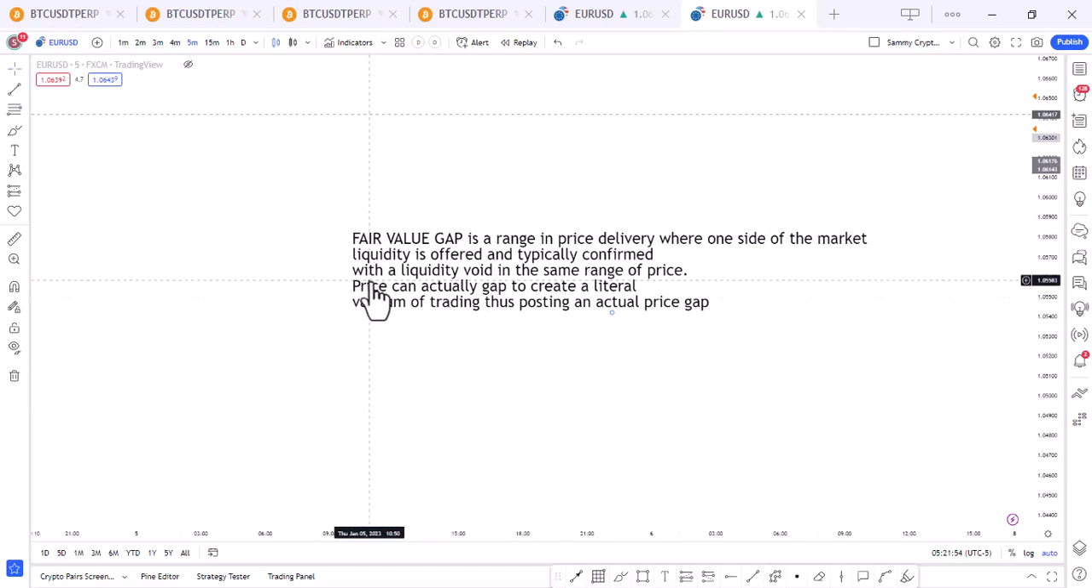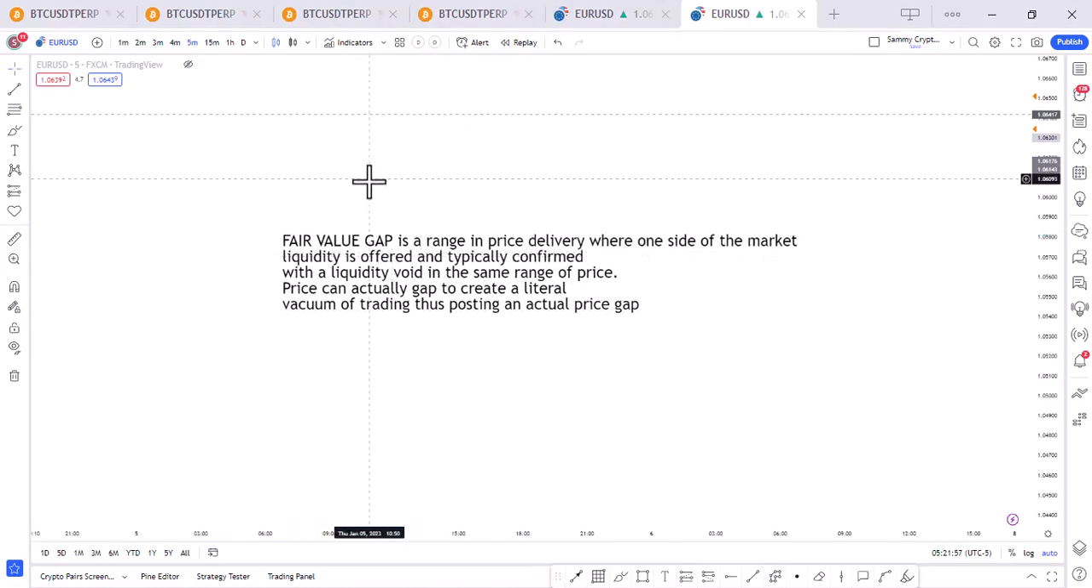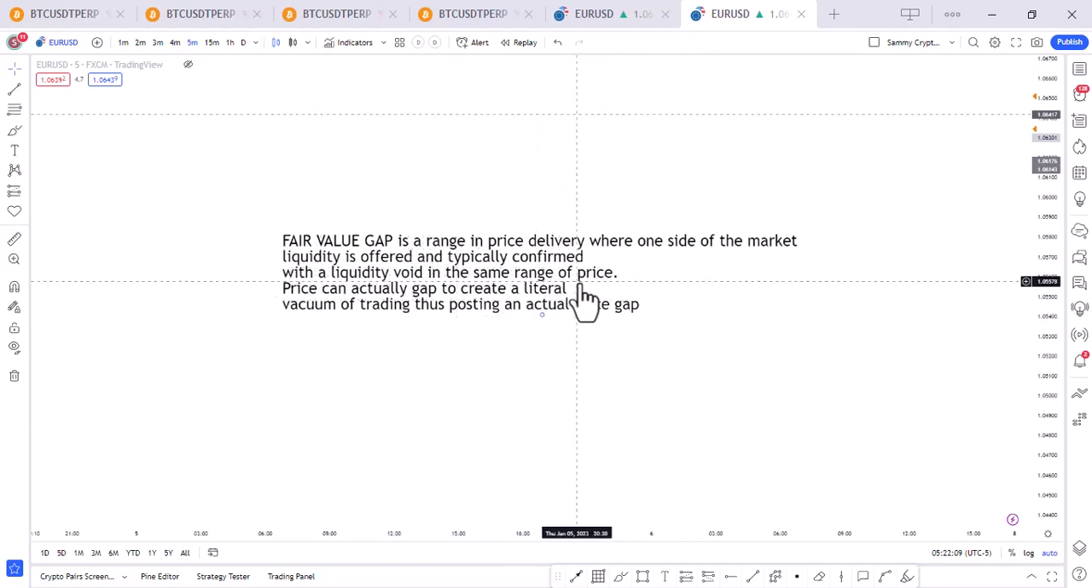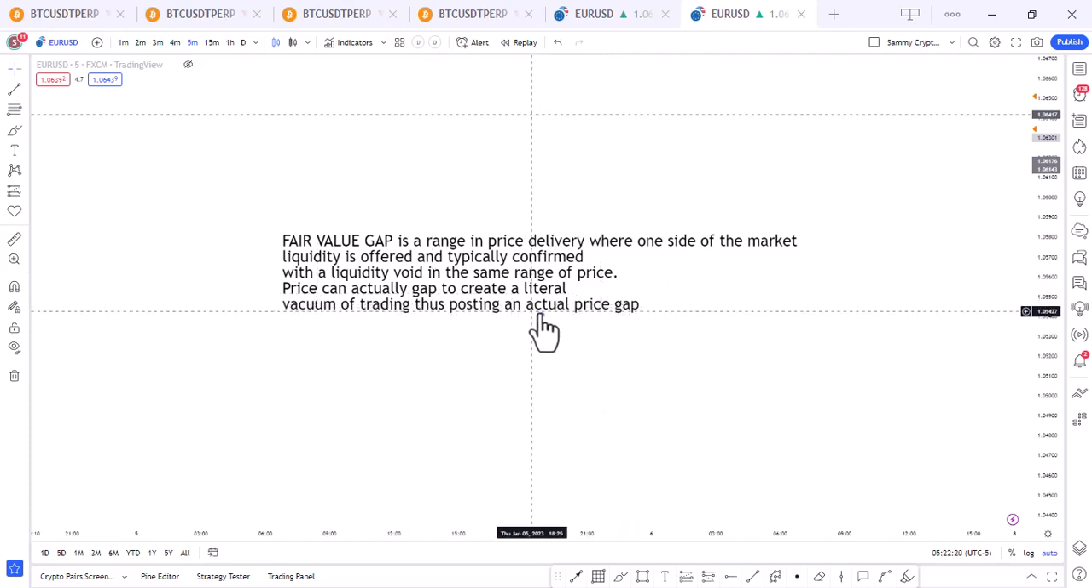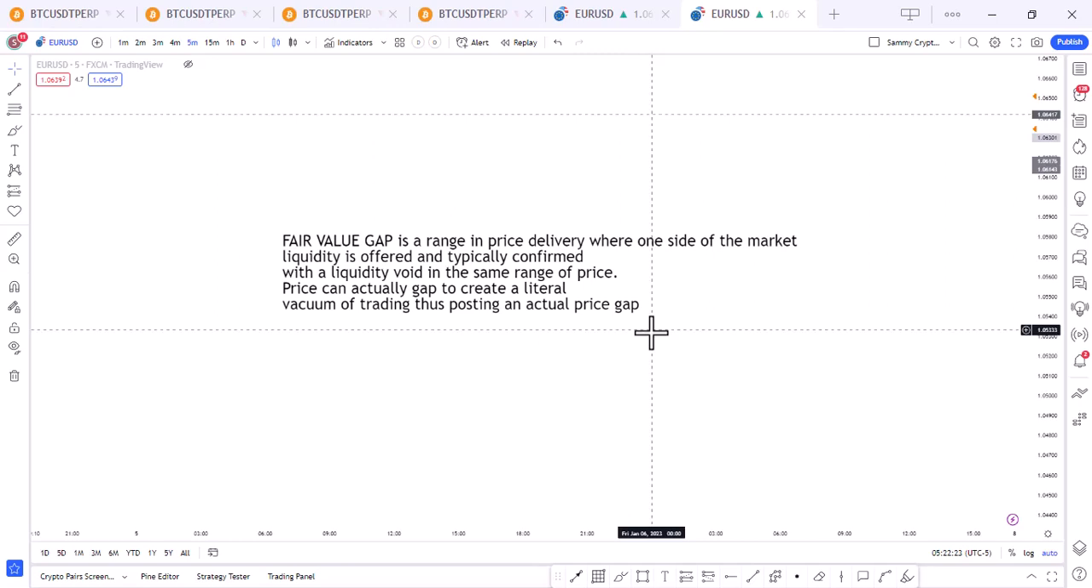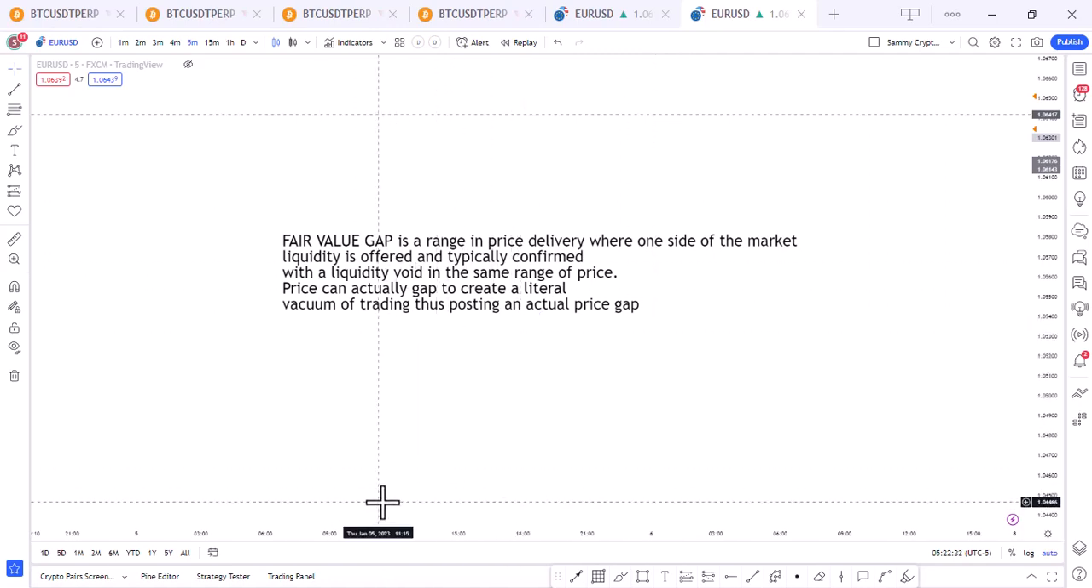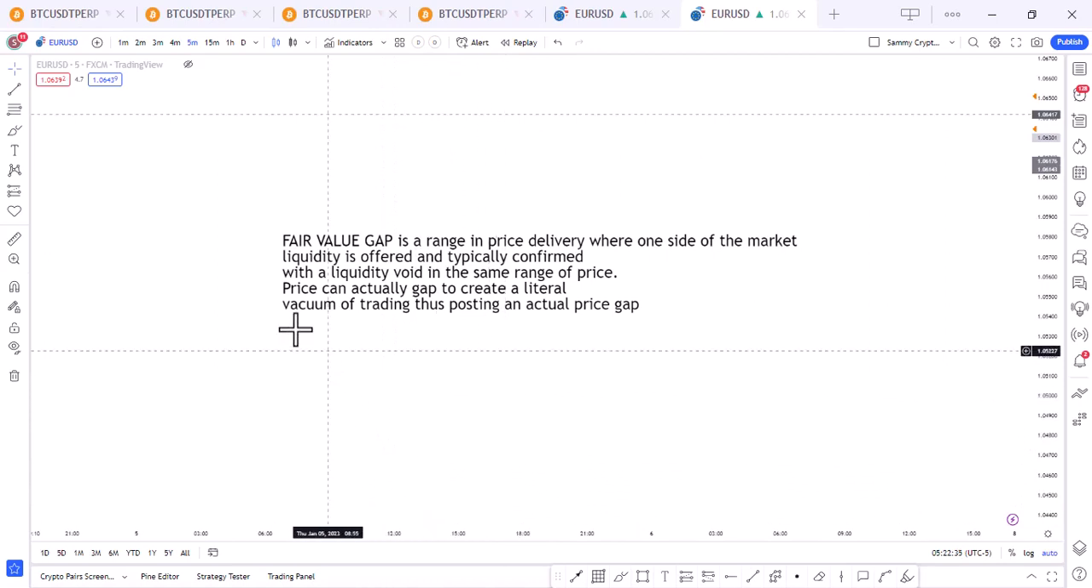Now look at this. Fair value gap is a range in price delivery where one side of the market liquidity is offered and typically confirmed with a liquidity void in the same range of price. Price can actually gap to create a literal vacuum of trading, thus producing an actual price gap. I'm going to explain this in a while. And from just the oral aspect here, you can understand that it's talking about a void left in the market due to liquidity that has been delivered in a particular range.